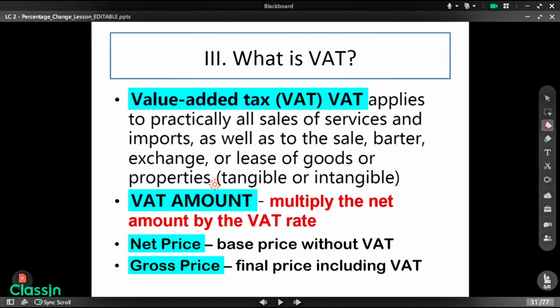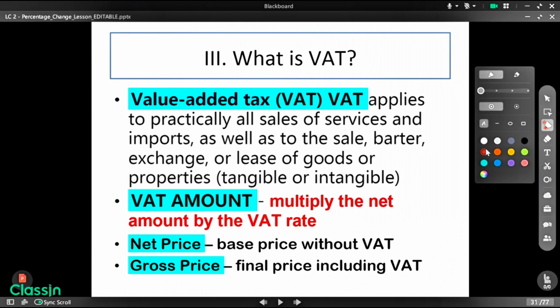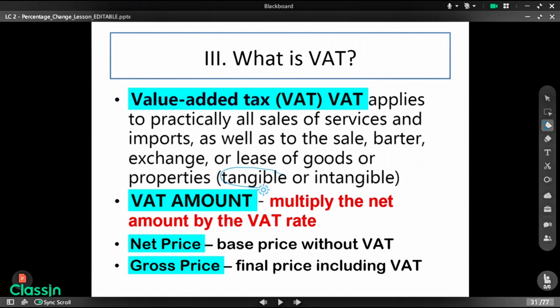A VAT applies to practically all sales of services and imports, as well as to the sale, barter, exchange, or lease of goods or properties. Again, it could be tangible or intangible. It's either nahahawakan o hindi nahahawakan. For instance, a product for tangible and service for intangible.